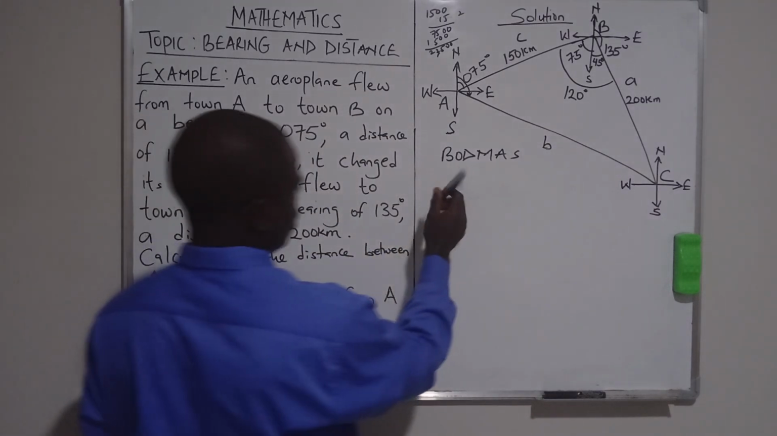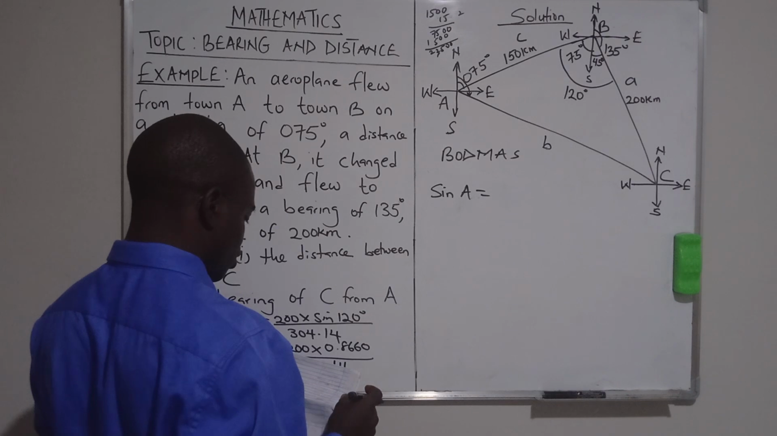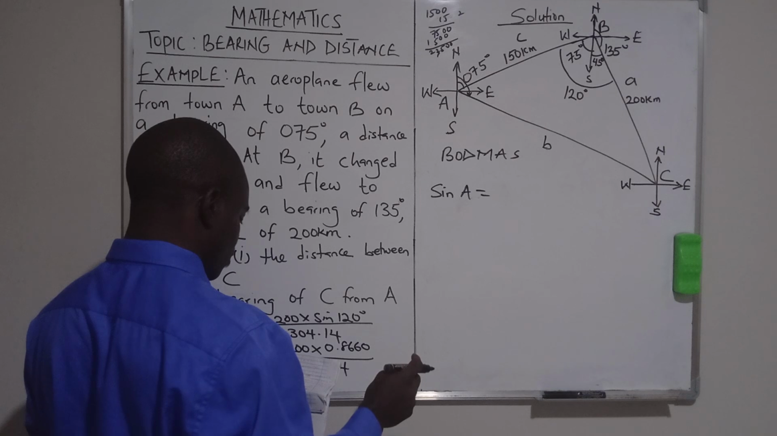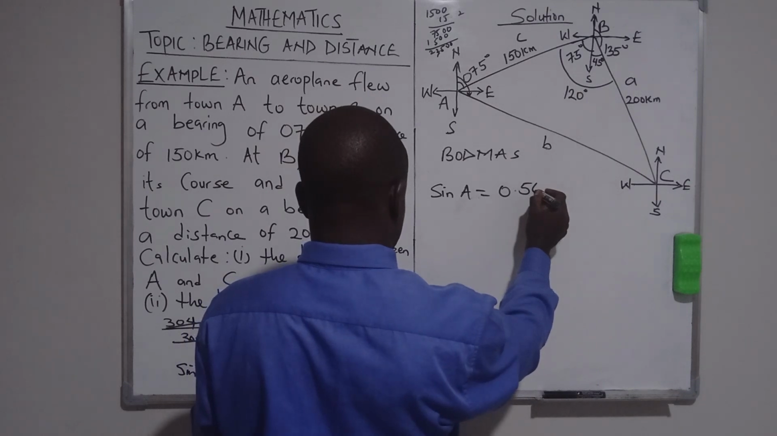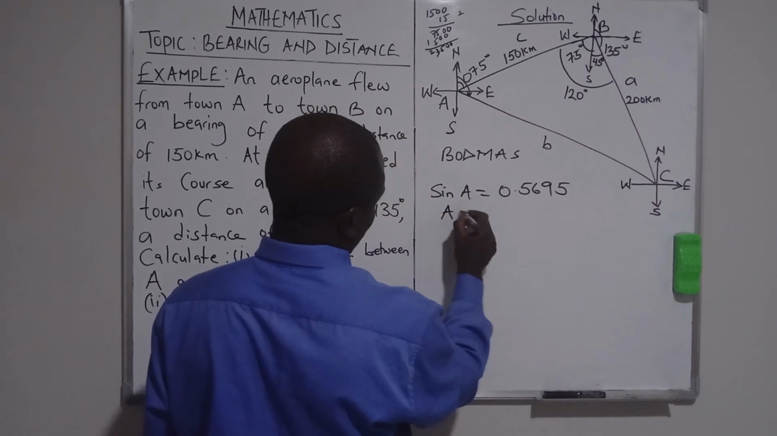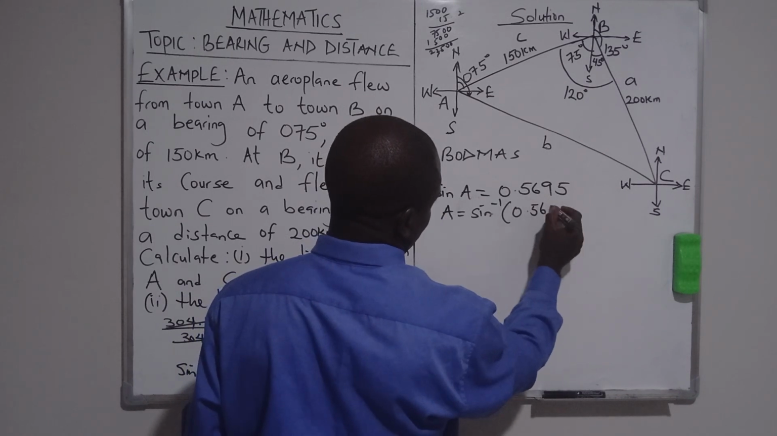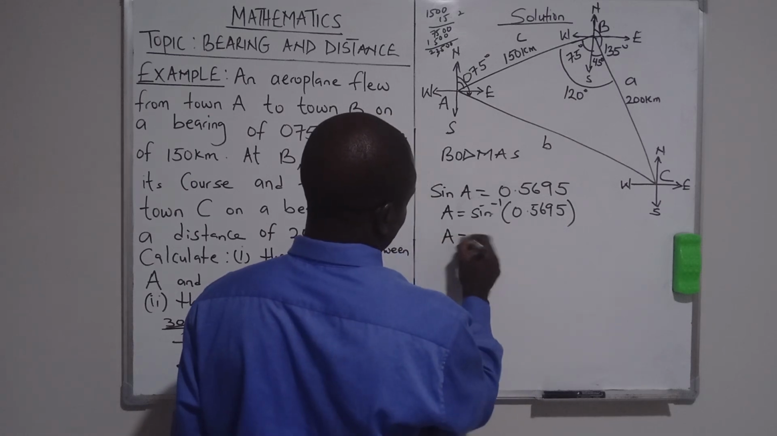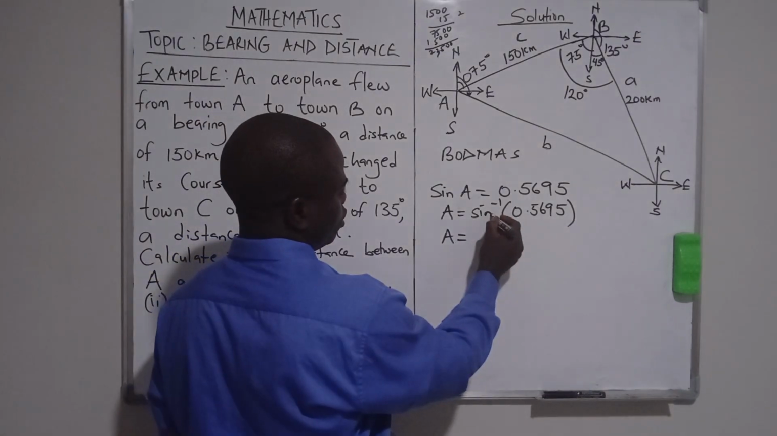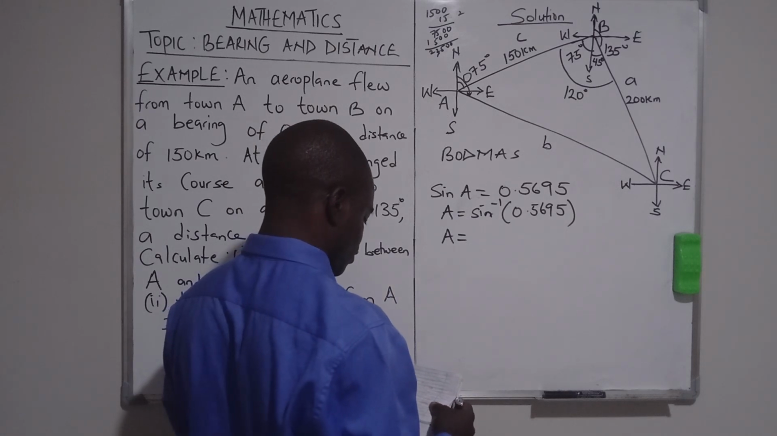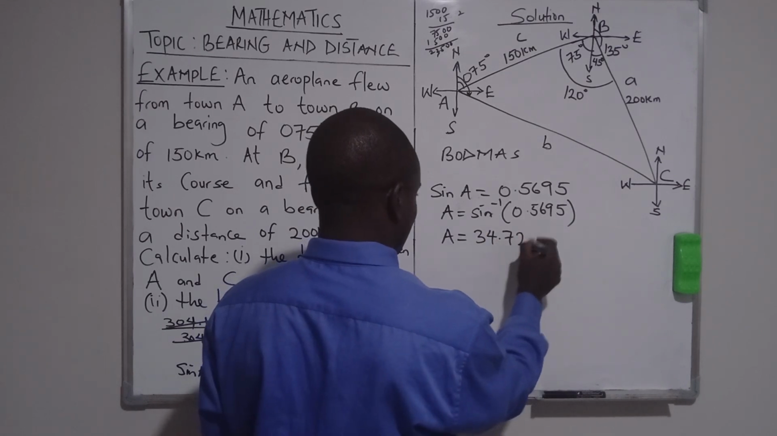We do the division. Sine A equals 173.205 divided by 304.14. You have 0.5695. A equals sine inverse of 0.5695. You press second function, sine. When you press that, you have the angle A to be 34.72 degrees.